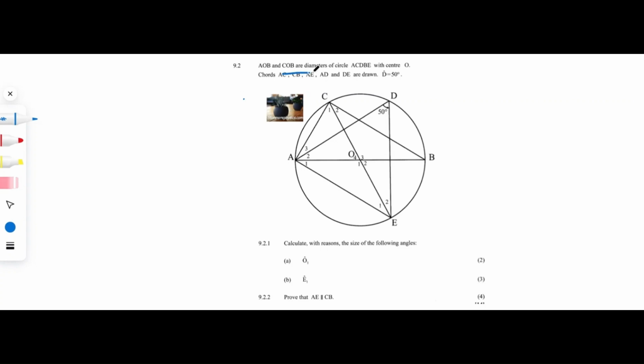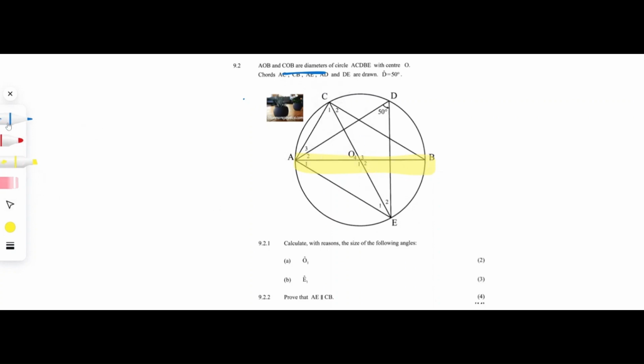Now, diameters. What we want to do is highlight the diameters. We have AOB. And by the way, this is a little error. I know you can see over here they've stated that it's COB. No, it's not the diameter. They probably meant to say COE, not COB. So we have AOB and COE.